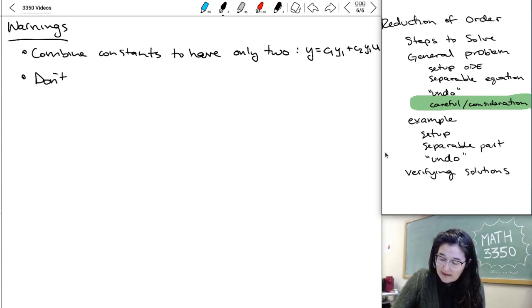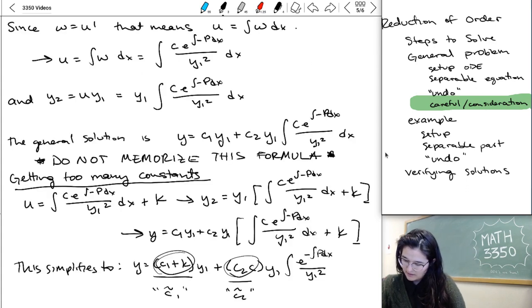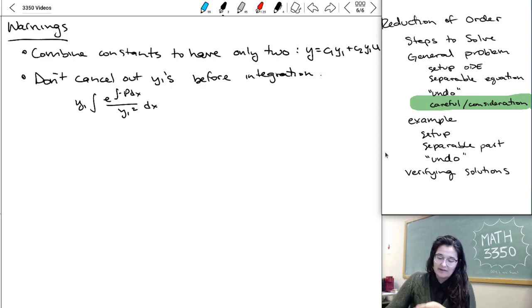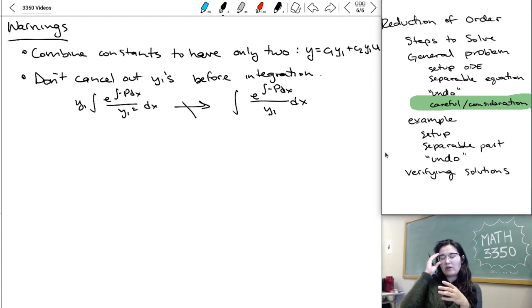Something that I see go wrong is that people try to cancel out the y1s before integrating. So if you have this that you're trying to do, and let me make sure that I wasn't too sloppy about those dx's. Just at that last part, sorry, when I saw it I realized I didn't write that dx. But when you're trying to evaluate that integral, you cannot cancel out the y1 outside with the y1 inside. So it would never become this. And if you're plugging in all your functions as you go, doing the process with a given p and a given y1, that won't occur to you.